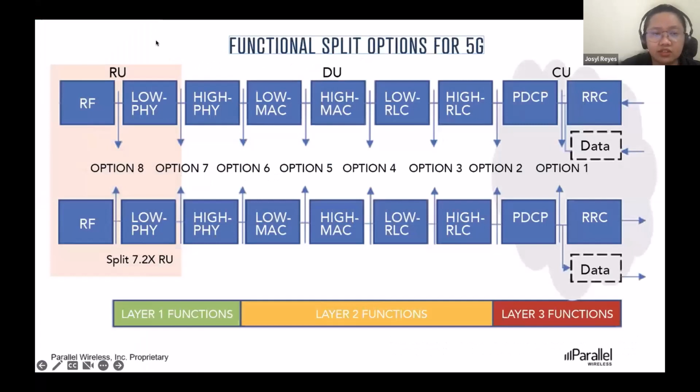Okay, so this is another way to look at the functional split options. The layer 1 functions, the layer 2 functions, layer 3 functions, horizontal lang. But you can see the different options here as well. Option 1 until option 8.